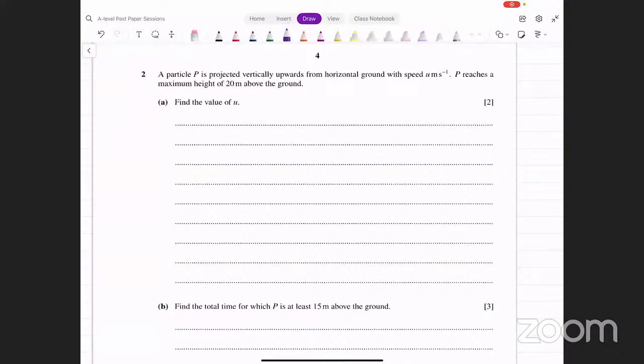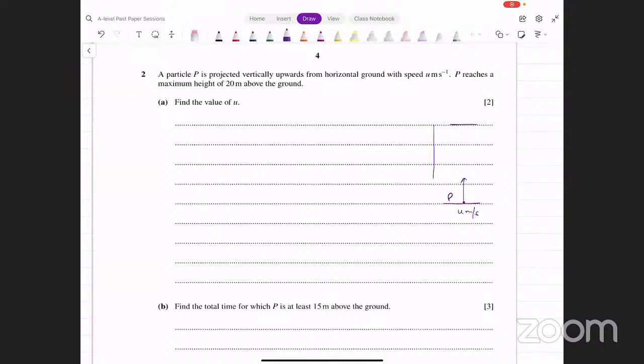A particle P is projected vertically upwards from horizontal ground with speed u. P reaches a maximum height of 20 meters above the ground. Okay, so it's a particle that's projected from horizontal ground. Ground से उसको project किया. Let's say this is the particle P. Now it's projected upwards. At what speed? At u meters per second. Okay. Now it reaches a maximum height of 20 meters.